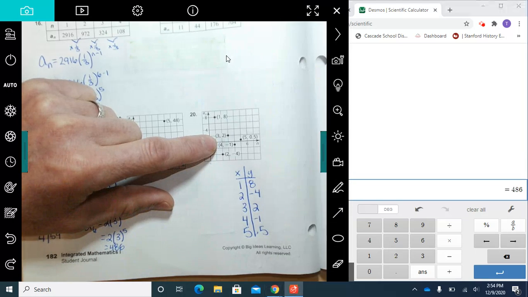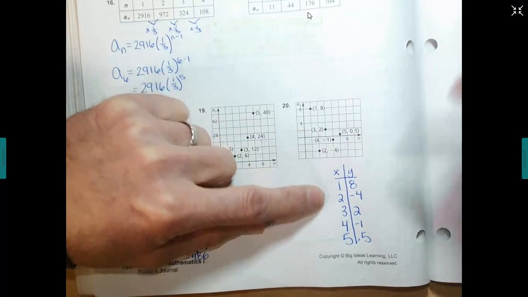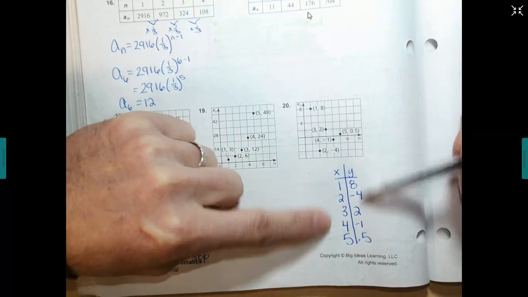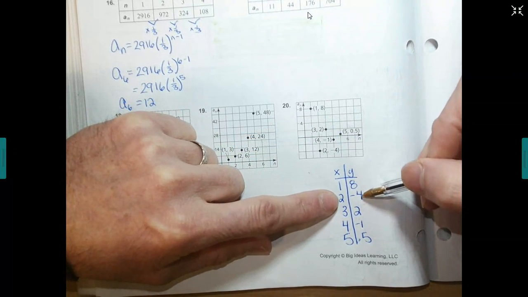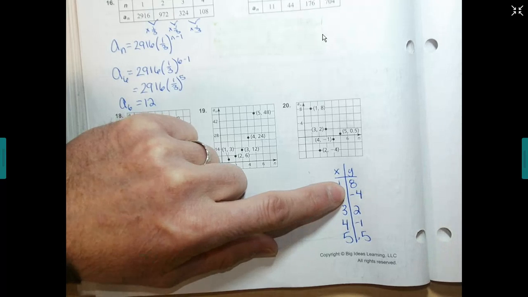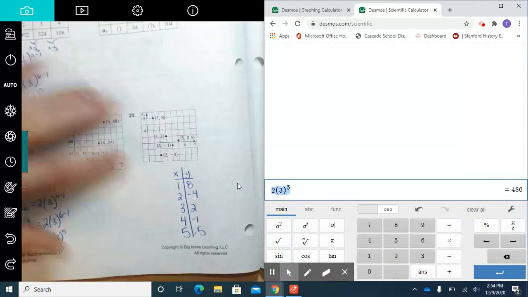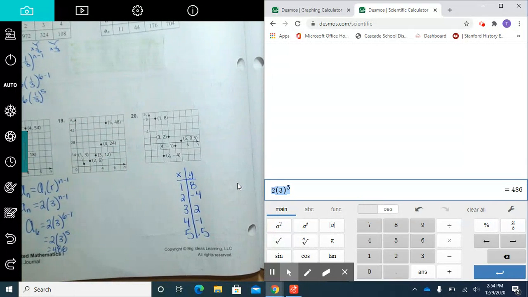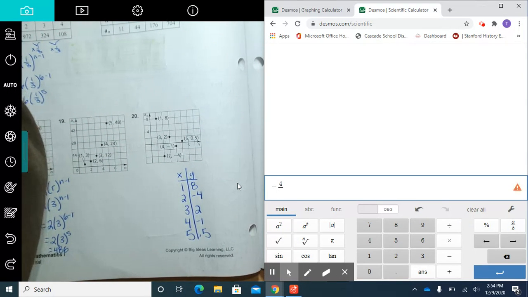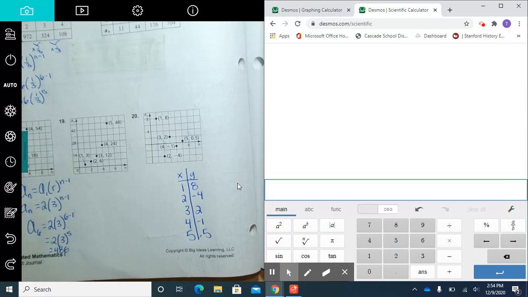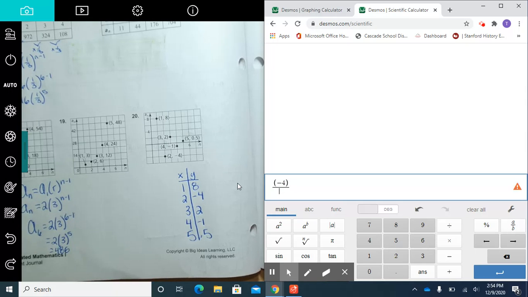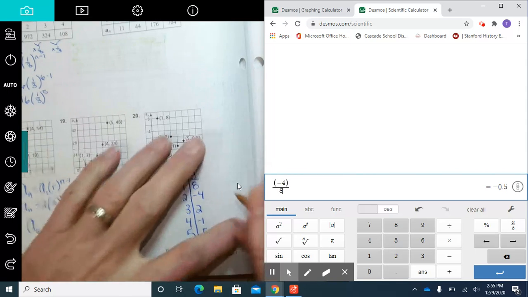So what kind of ratio do I have? I just wrote all these in my table. Let's see, if I take negative 4 divided by 8, what do I get? I'm going to put it in parentheses to keep the negative with the 4, negative 4 divided by 8, and I get negative 0.5.